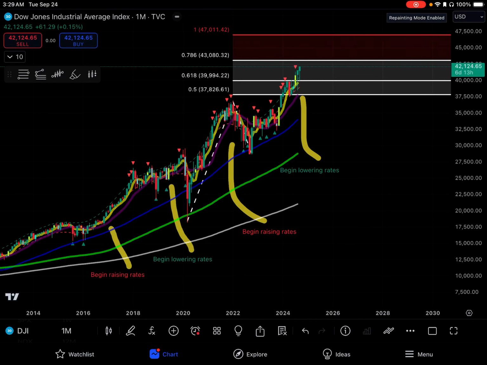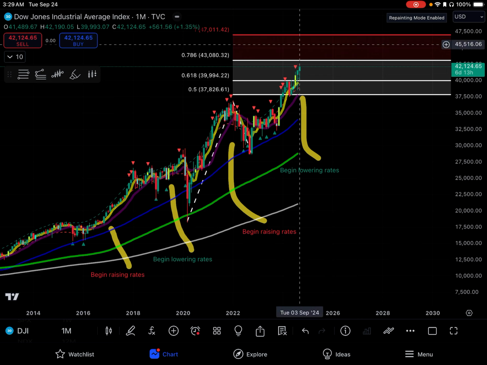Alright, it is September 24th. I wanted to take a look at the history of the Federal Reserve lowering interest rates and seeing how that plays out on the market. So just looking at it to start, here's our most recent lowering of interest rates.